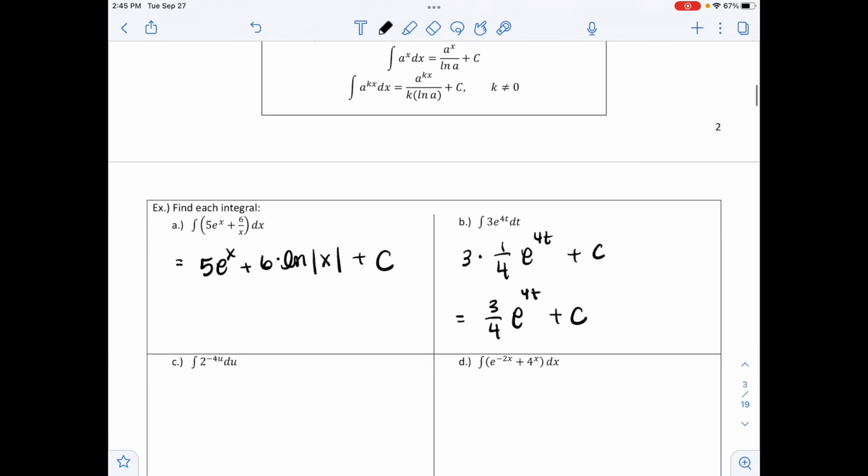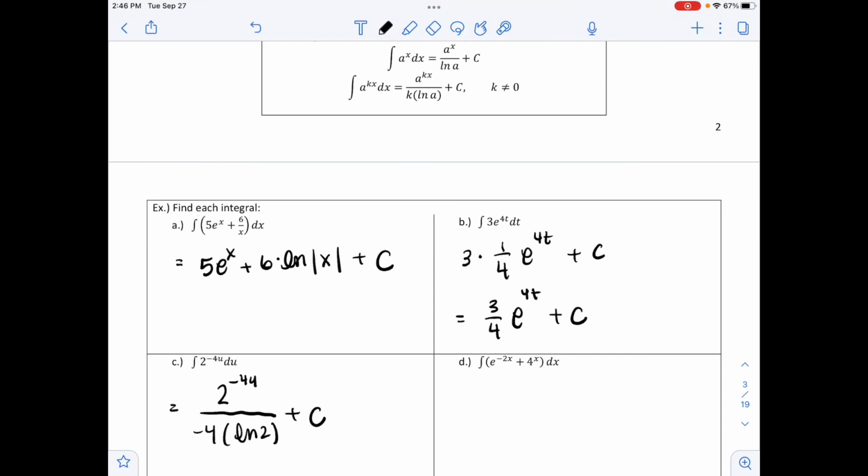Part C says the integral of 2 to the negative 4u du. I'm going to use those formulas that are at the very bottom of the previous page. You can see them right now. And so this is going to be equal to 2 to the negative 4u over negative 4 ln of 2 plus c. So again, looking at that bottom equation that we had on the previous page, it is 2 to the negative 4, which is our k value, and then we have u instead of x.